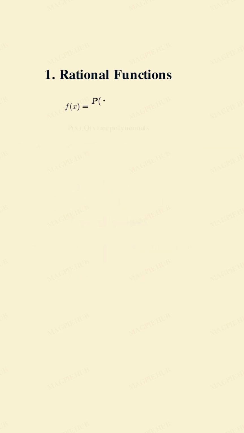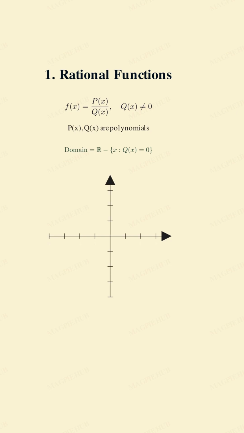First, rational functions. A rational function is the ratio of two polynomials, p of x divided by q of x, where q of x is not equal to 0. The domain excludes all values where the denominator becomes 0. Here's the graph of f of x equals 1 over x. Notice the vertical asymptote at x equals 0, where the function is undefined, and the horizontal asymptote at y equals 0 as x goes to infinity.